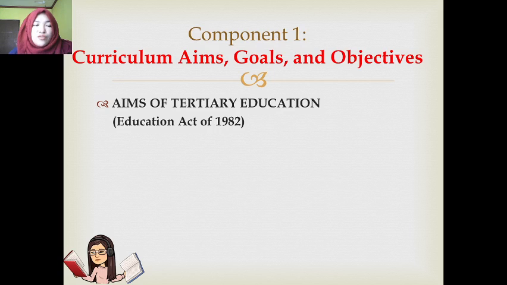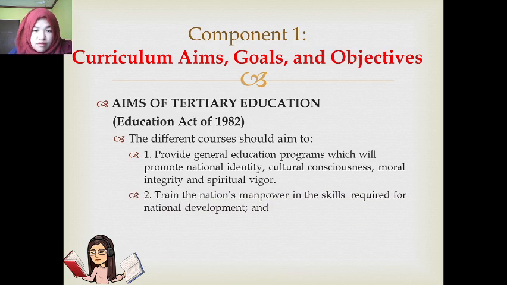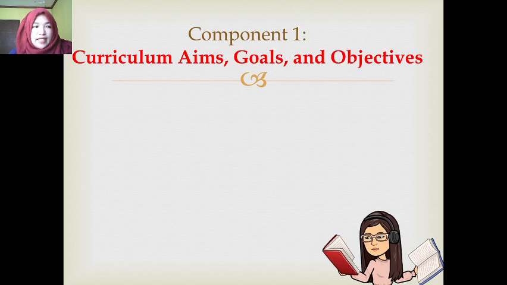Then, the last one, aims of tertiary education. Again, that is based on the Education Act of 1982. So, the different courses should aim to provide general education programs which will promote national identity, cultural consciousness, moral integrity, and spiritual vigor. They should train the nation's manpower in the skills required for national development and advance knowledge through research and applying new knowledge for improving the quality of human life and respond effectively to changing society.